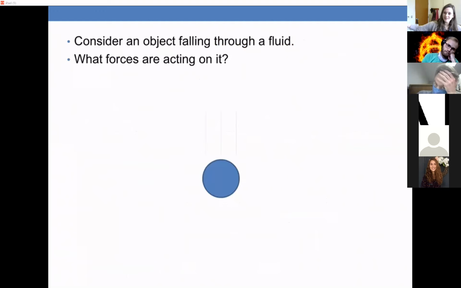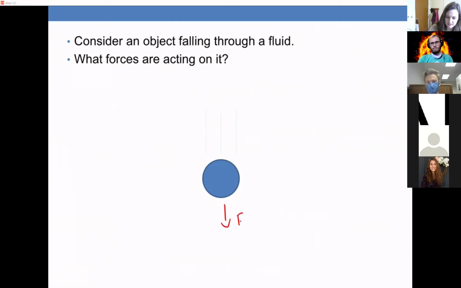So now let's go on and talk about some new things. So we've got an object falling through a fluid. What forces are acting on that object? People put in the chat their ideas for forces acting on that object. Gravity or weight, yep.